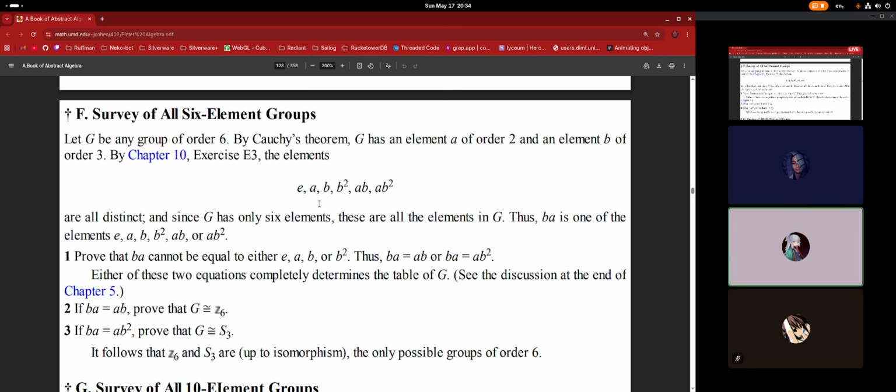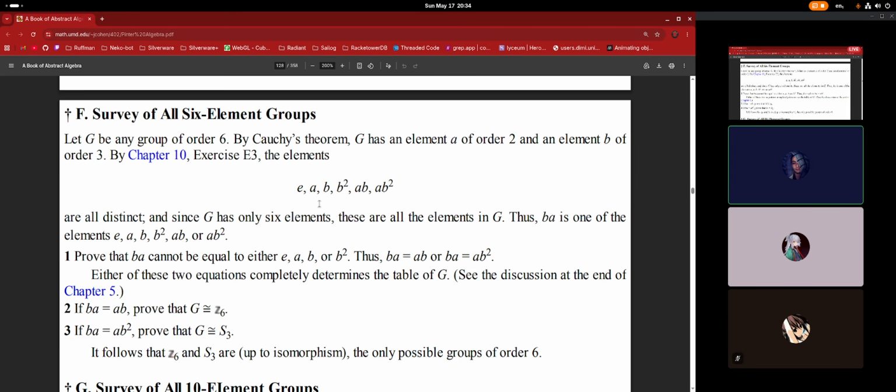I actually spent some time thinking on this one. F1 is pretty interesting, actually. Prove that BA cannot be equal to either E, A, B, or B squared. How do you prove that something cannot be? You just say it is and see if there's nonsense? Yeah, I went through all of those 4, and in all cases, if you impose that equality, you end up with a group that actually has less than 6 elements.